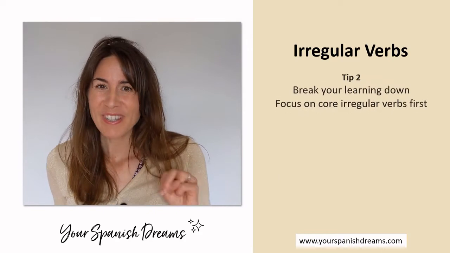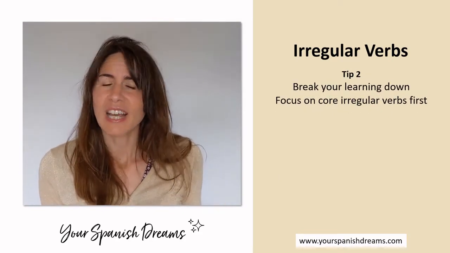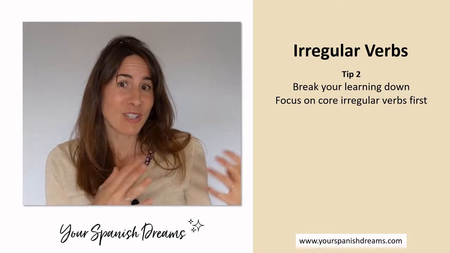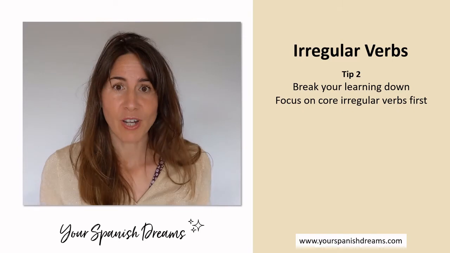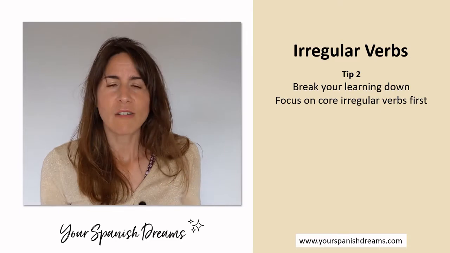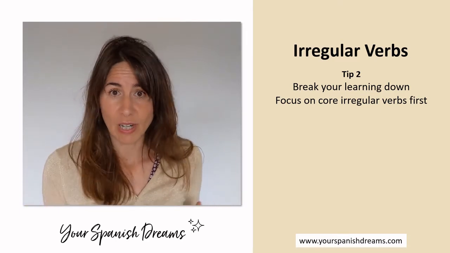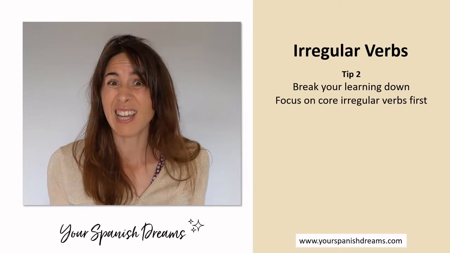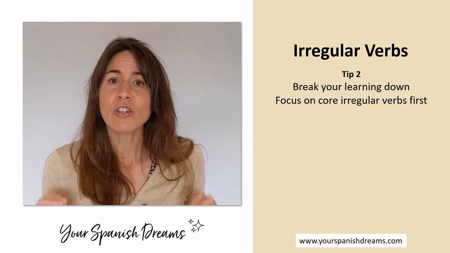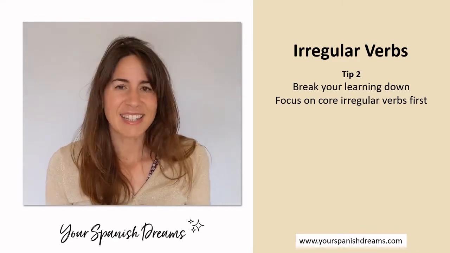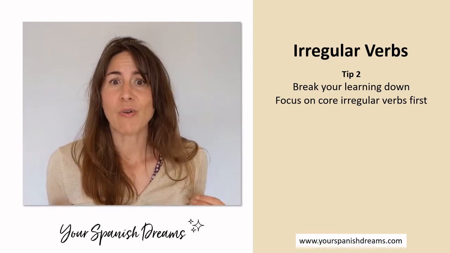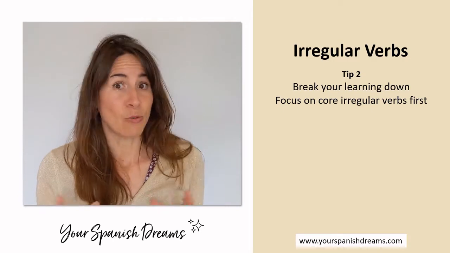My tip number 2 is break your learning down and only focus on the core irregular verbs at first. Because as I said before, when we look at verbs, it can really seem overwhelming. There's so many of them that if we don't know exactly how to approach our learning, we're most likely going to be put off by the amount of verbs. However, if we concentrate on the 8-10 irregular verbs that are mostly used, then we're going to use our energy much more efficiently and wisely.